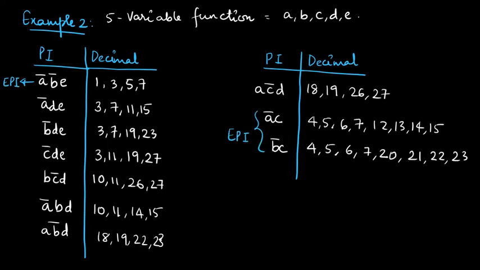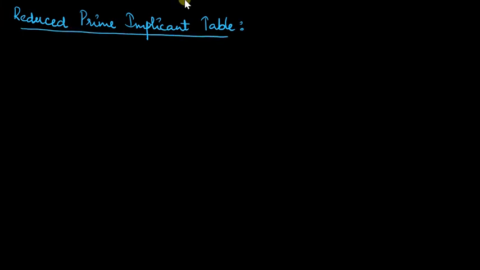So I have the essential prime implicants A bar B E, A bar C and B bar C. So the remaining 7 will be the prime implicants which will be available in the reduced prime implicant table.